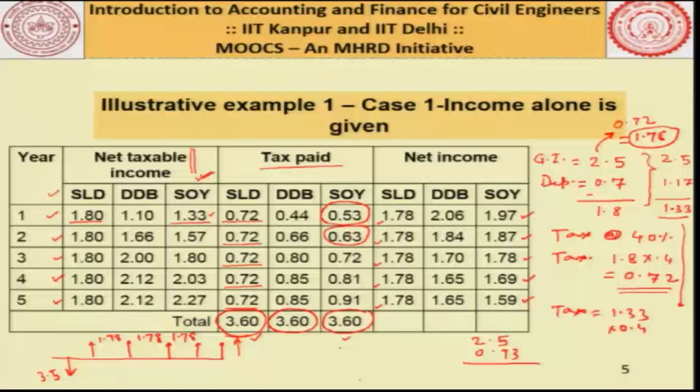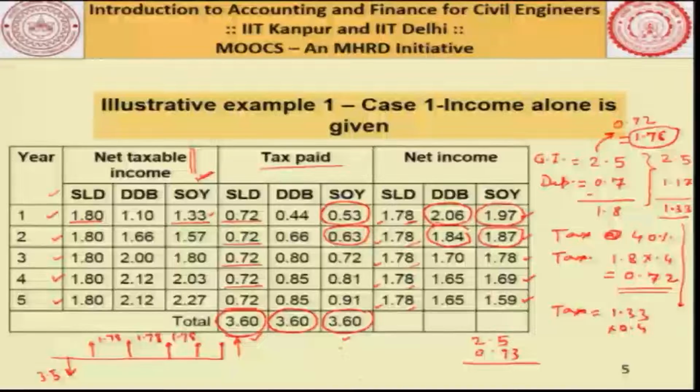So, you can see here, if you would have gone in for a straight line method of depreciation, first year itself you would have earned an income of 1.78, second year 1.78, third year 1.78, fourth year, fifth year. This is using a straight line, all same in 5 years. But if you would have gone in for double declining balance method, in the first year itself your net income is 2.06, second year 1.84. If you would have gone in for sum of years, in the first year itself you are getting 1.97, second year 1.87. So, you find that higher income is realized by faster method of depreciation.